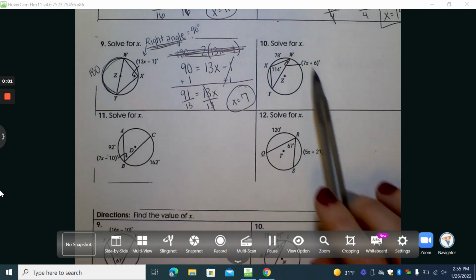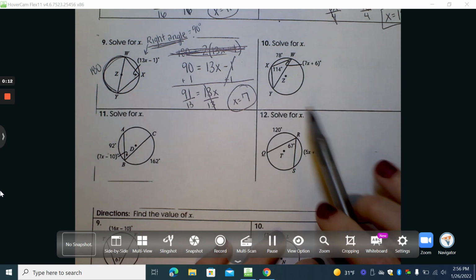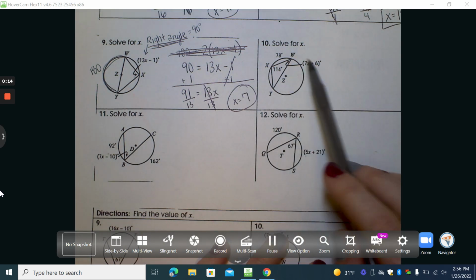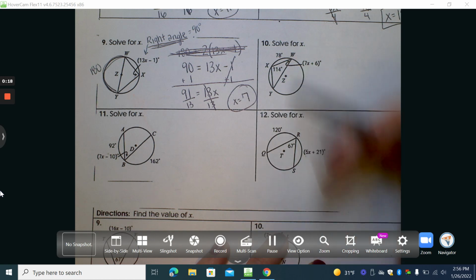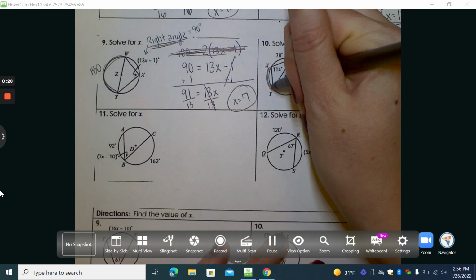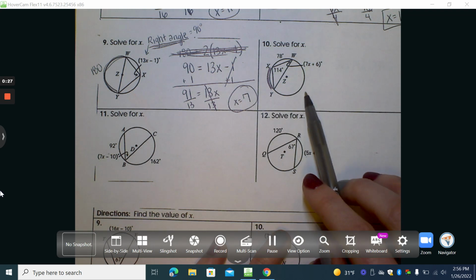All right, we are going to be doing 10, 11, 12. They are set up ever so slightly differently and have some different kind of setup situations. They don't automatically give you the arc or the angle that you're solving with. So if we think about it, here's this angle, 7x plus 6, in here. We need to know what this arc is in order to even start solving for x. So in order to find that arc, I need to know this arc over here.